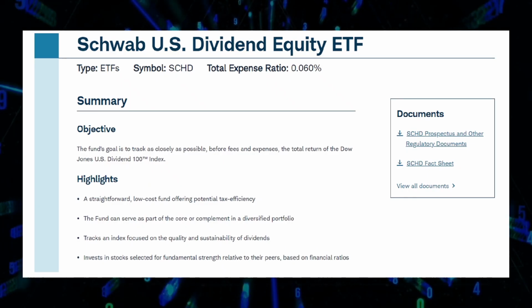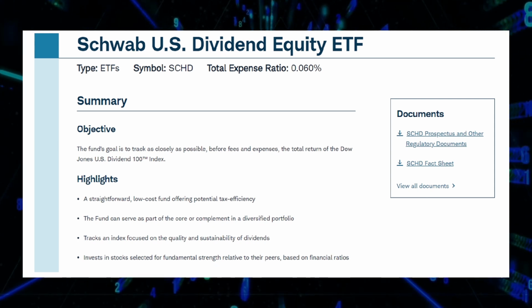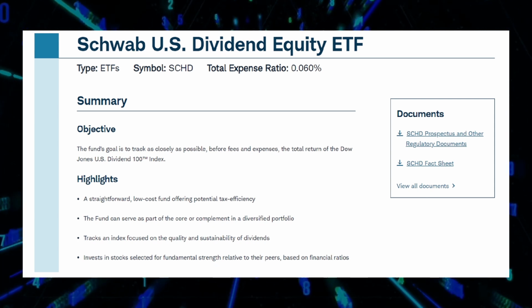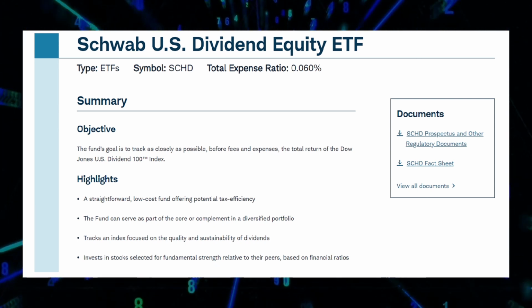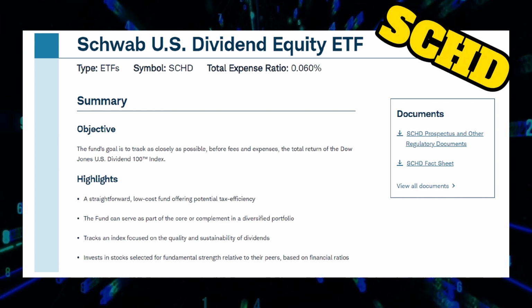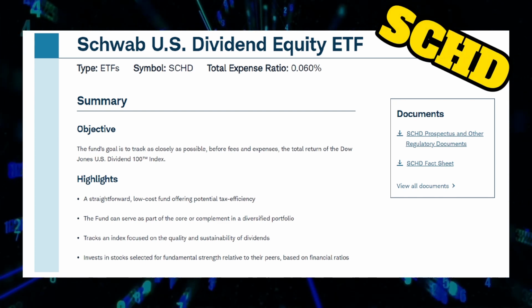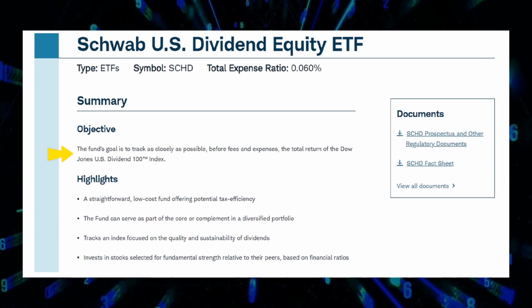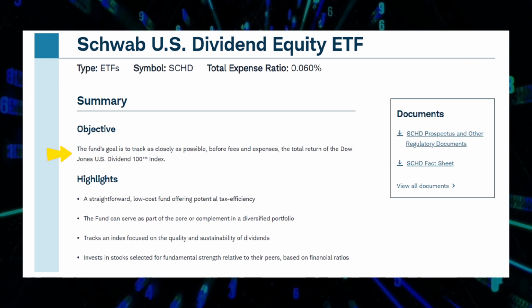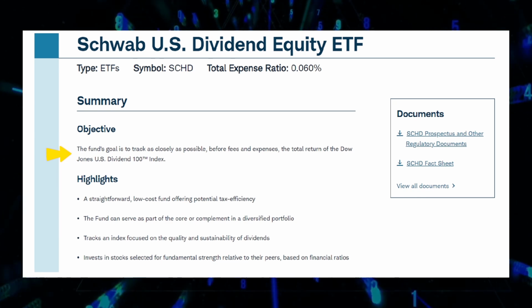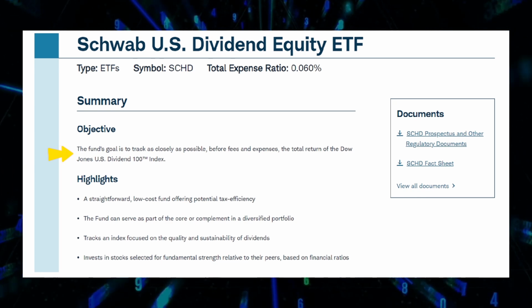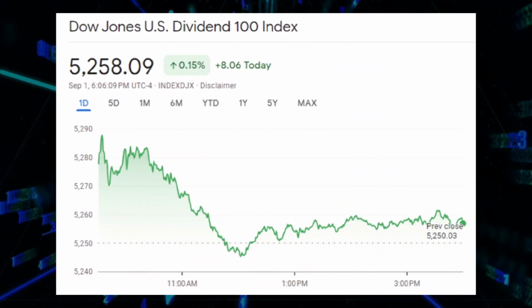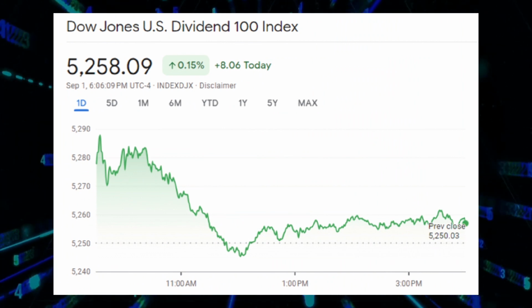Let's start with the traditional option, popular among income-focused investors, the Schwab US Dividend Equity ETF, also known as SCHD. This ETF strategy is quite simple. It aims to closely mimic, before fees and expenses, the overall returns of the Dow Jones US Dividend 100 Index. To do this, the fund primarily puts its money into stocks listed in this index.